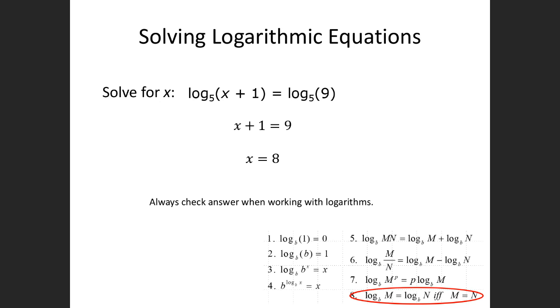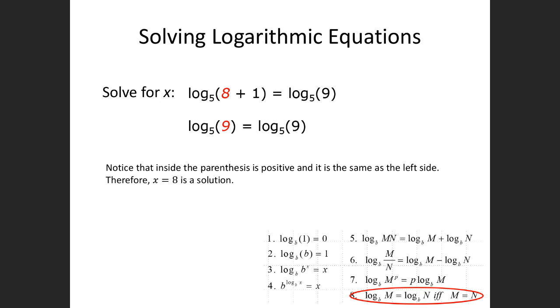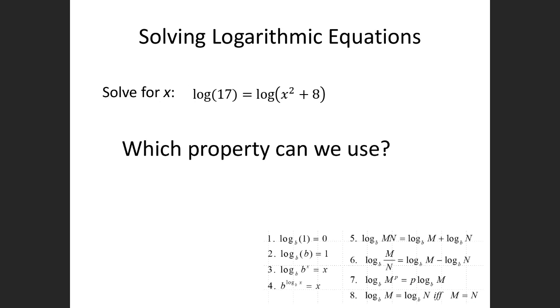Okay, always check your answers when working with logs because we always want to be mindful of our domain. Okay, so this does pan out, right? 8 plus 1 is 9, so the log of base 5 of 9 is equal to the log of base 5 of 9. All right. How about this one? I'll give you a few seconds to solve for this one. Okay. Log. So remember, when we don't see a base, we automatically know that this has a base 10.